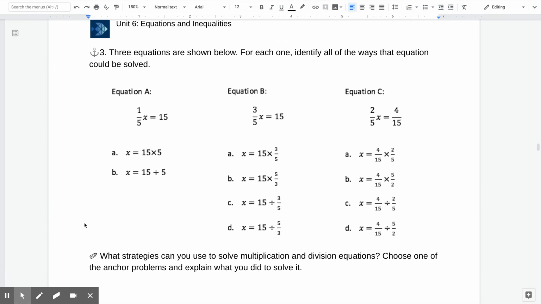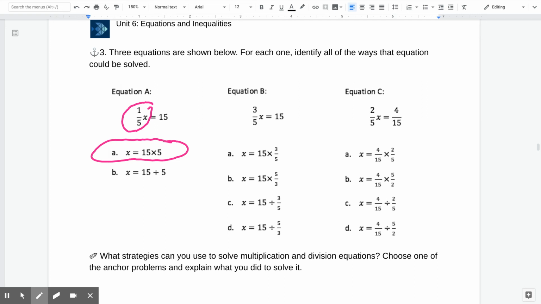So we have 3 equations here, and we're going to identify ways to solve each of them. In order to get myself to 1x in equation A, I'd have to multiply 1/5 x times 5. So that means I'd need to multiply 15 times 5, and A would be my accurate answer.